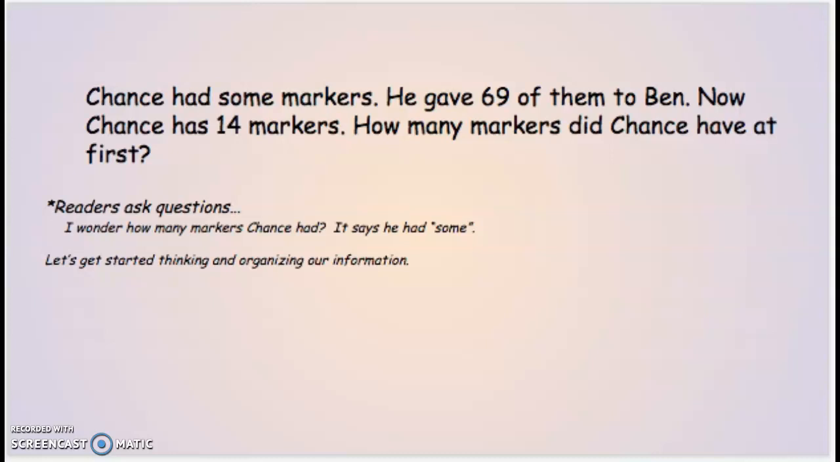So let me think. Chance started with, I don't know how many, right? Then he gave, so that means he's going to subtract. He gave 69 of them to Ben. And now he has 14. That's the result of him giving markers away.